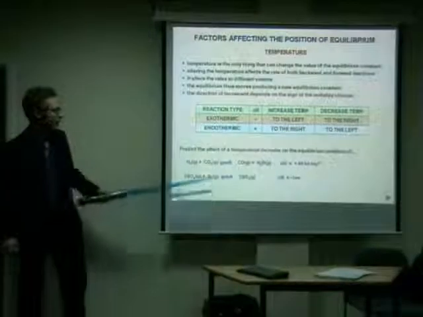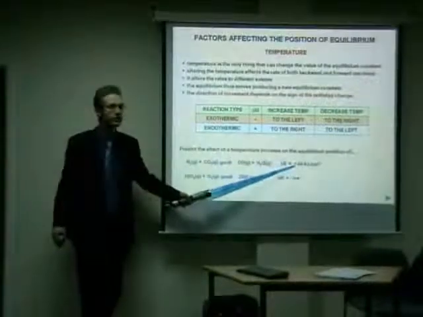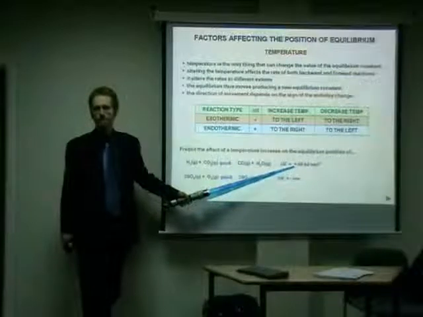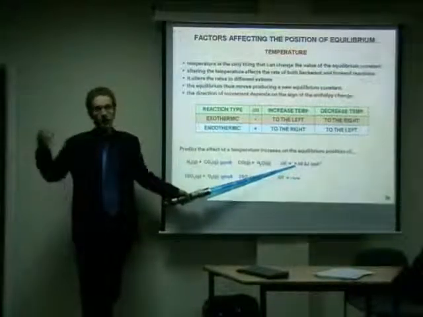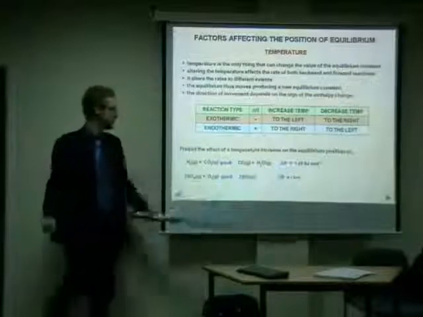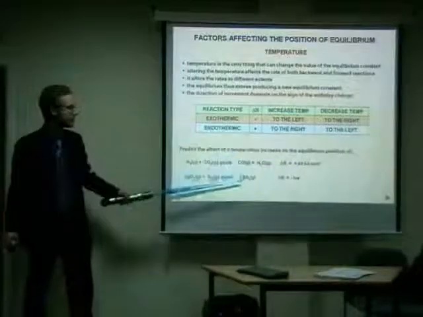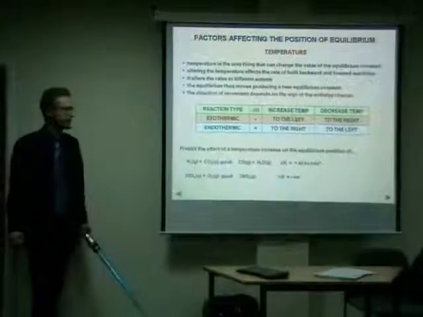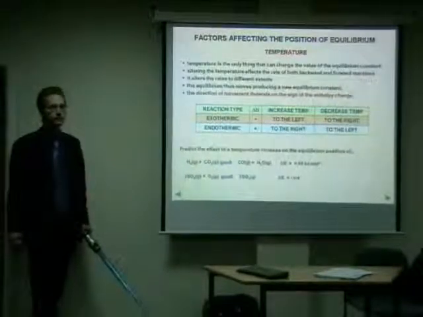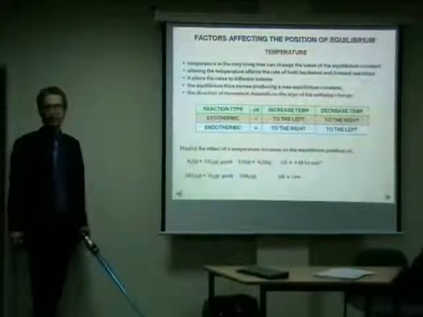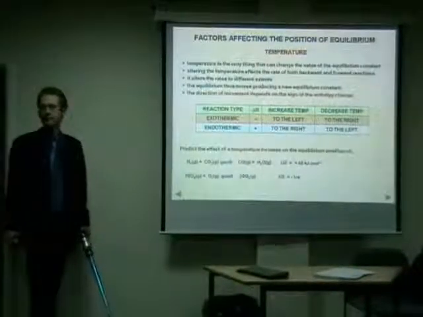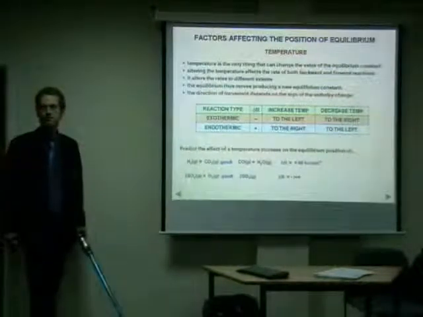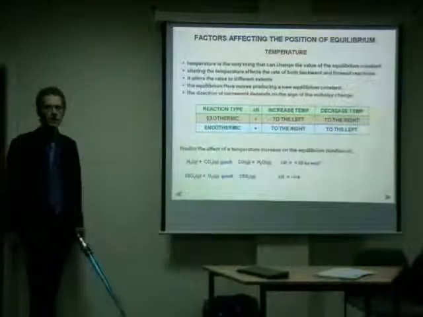So, here, delta H is positive. Exo or endothermic? Endothermic, because the products have got more energy than the reactants. If you increase the temperature, is the equilibrium for this one going to go left or right? Hands up for left. I want everybody voting on this one. Hands up for right. Okay, pause please.